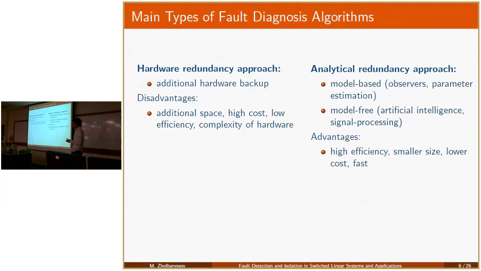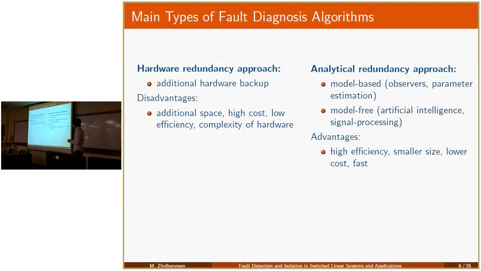During past decades, intensely conducted research on fault diagnosis technology has yielded important algorithms, which are based on 2 types of approaches. The hardware redundancy approach corresponds to constructing additional physical subsystems into a target system. And the additional space size of the hardware makes this approach less attractive.